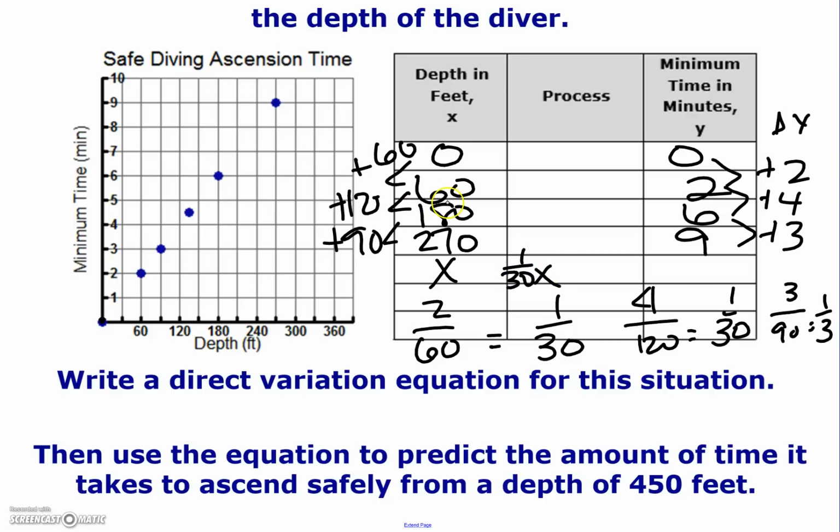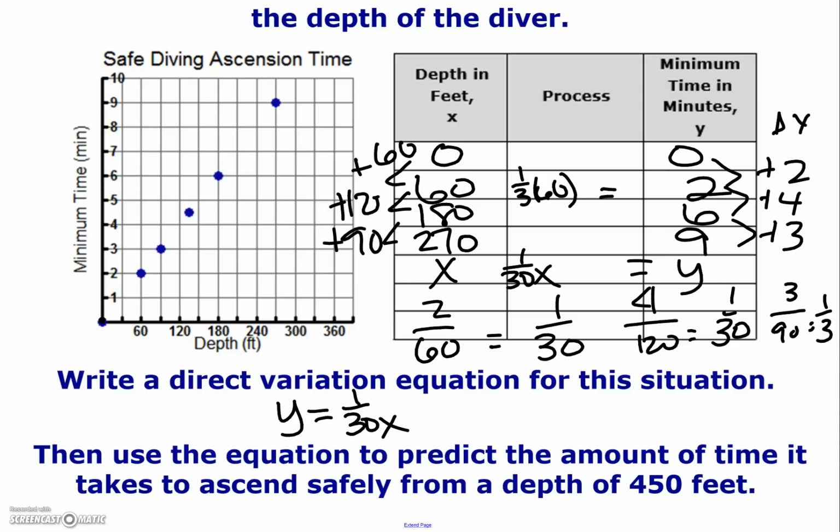So 1/30 of 60 equals 2, so we know we're not going to do anything. So that's going to be our equation. So y equals 1/30 x, and there's your equation.